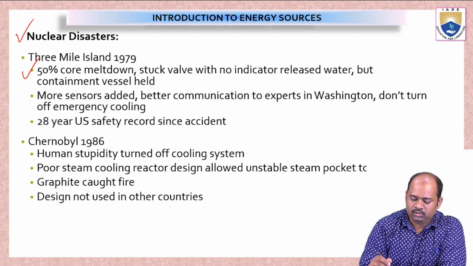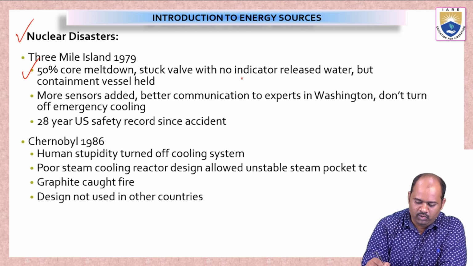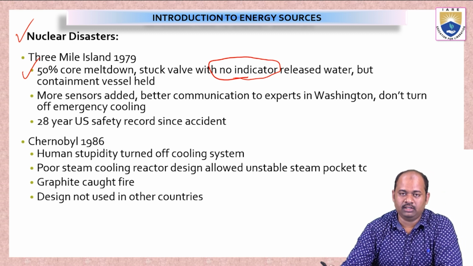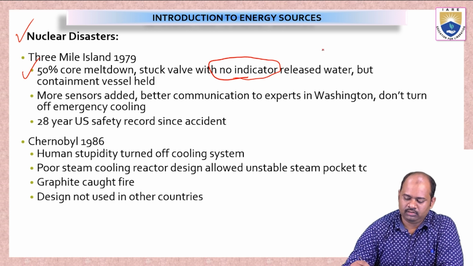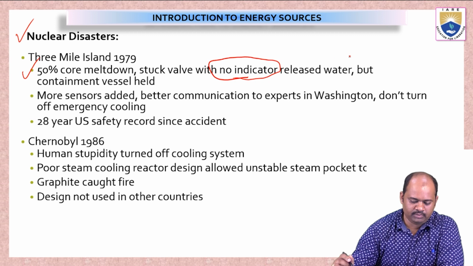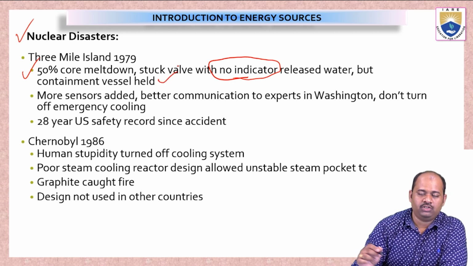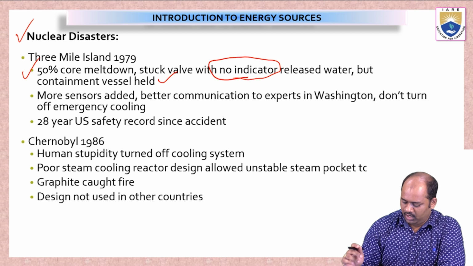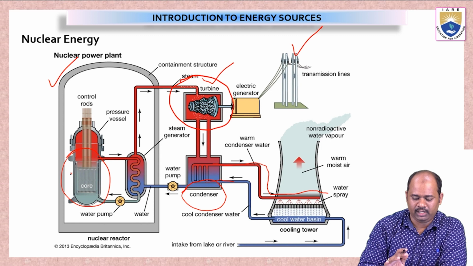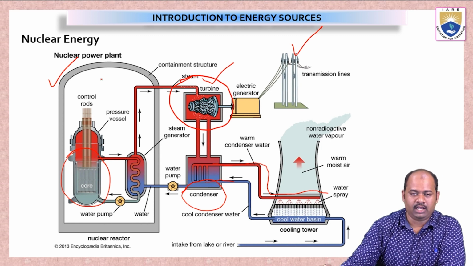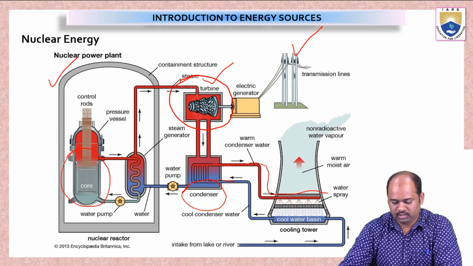Another thing that happened in this reactor: 50% of the core had melted down, but the indicator failed to show that the temperature was very high. The containment vessel was strong enough. The entire outer containment tank, this one. So the inner core melted down, but the outer containment tank was so strong that it did not break.